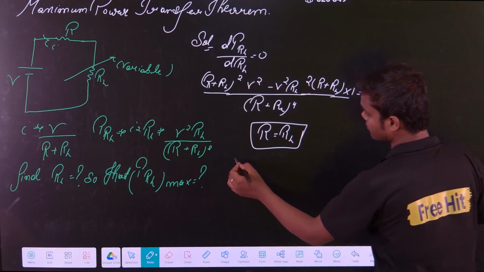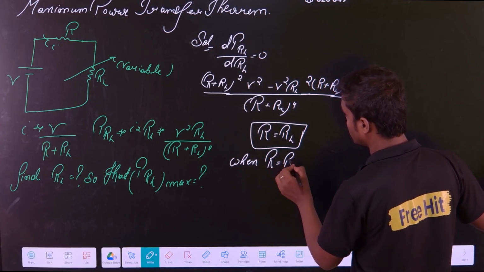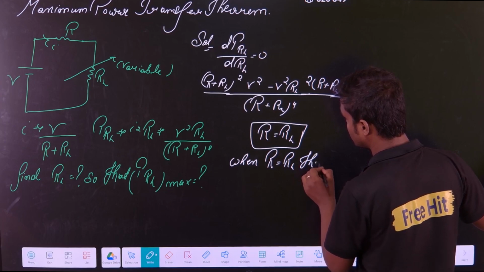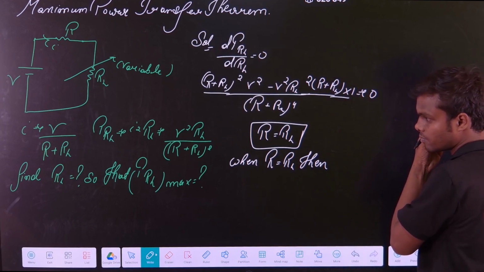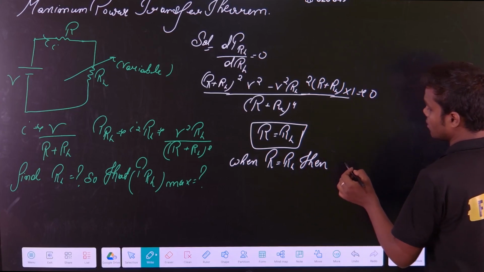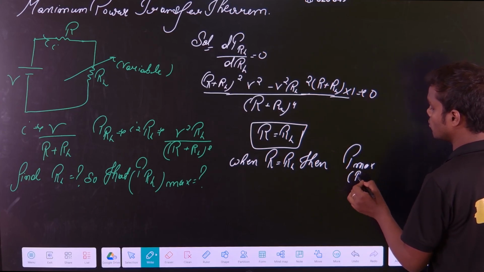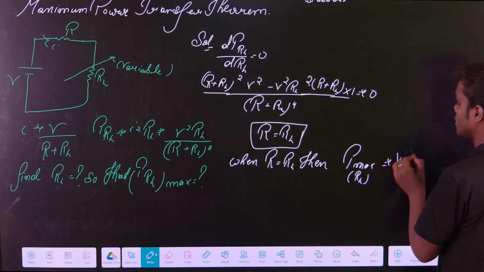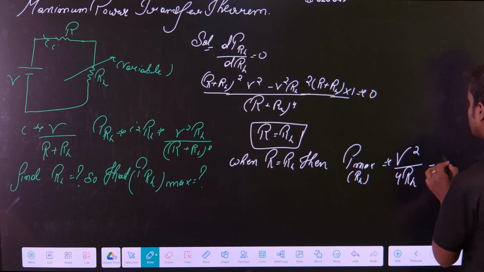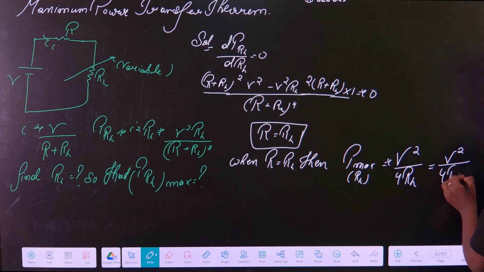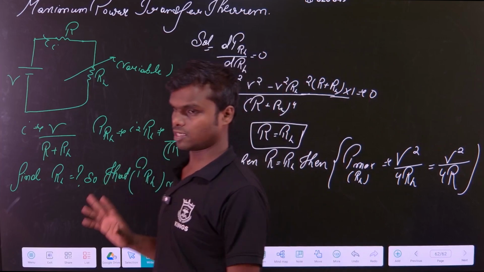So when the R is equal to RL, then my P max, RL is equal to how much? That is V square upon 4 times of RL, or you can say V square upon 4 times of R. Okay, this is the maximum power transfer theorem.